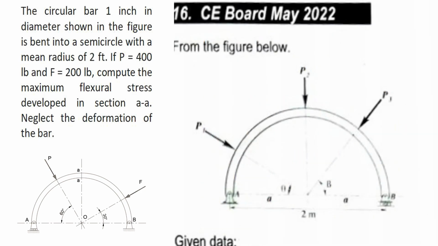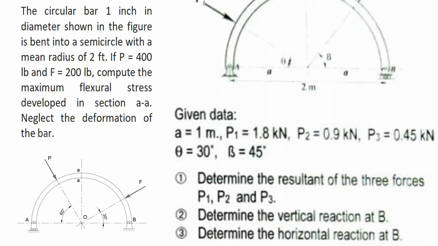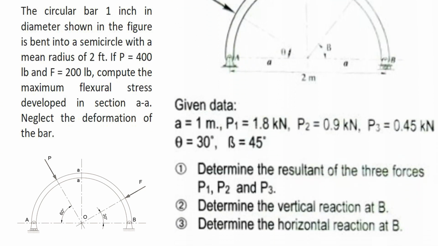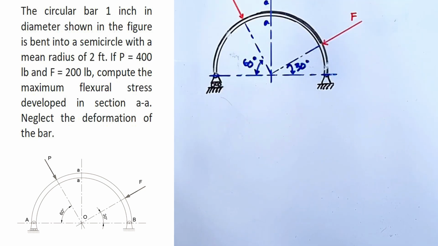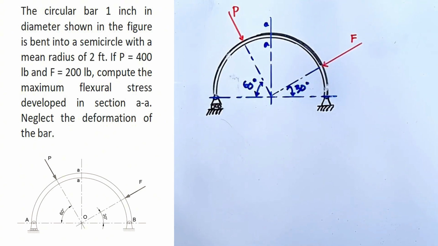Okay, so this problem is similar to a civil engineering board exam problem of May 2022. However, in that problem, examinees were just asked to calculate the resultant of these three forces as well as the reactions at the supports. In this problem, we also need to solve for at least one of the reactions so that we can solve the bending moment at section AA and eventually the flexural stress at section AA.